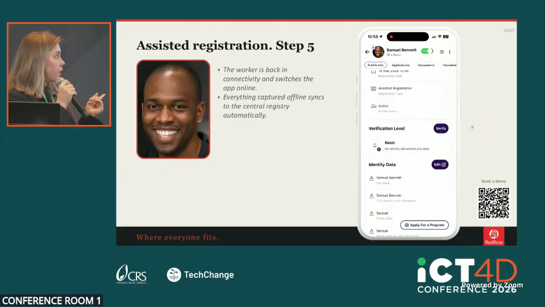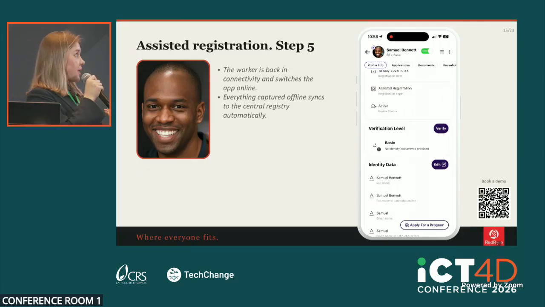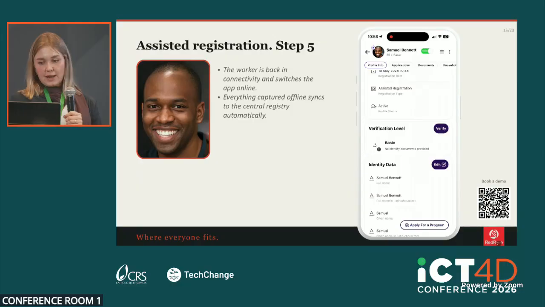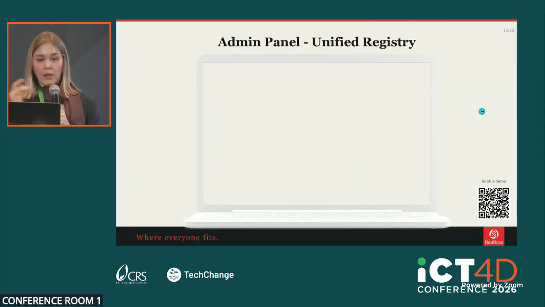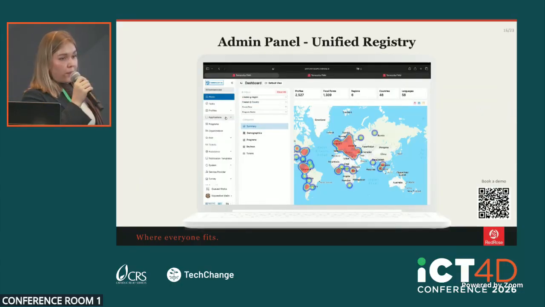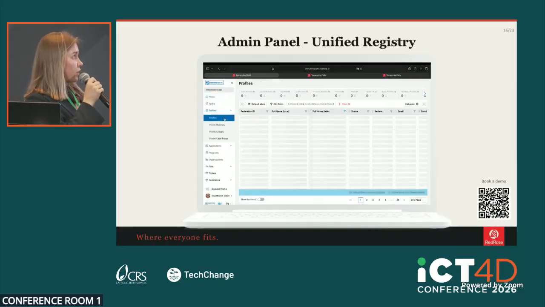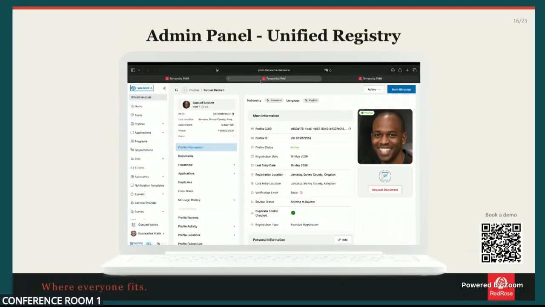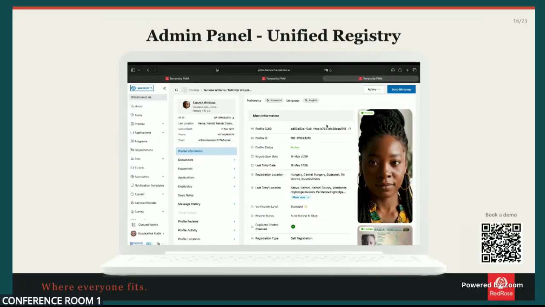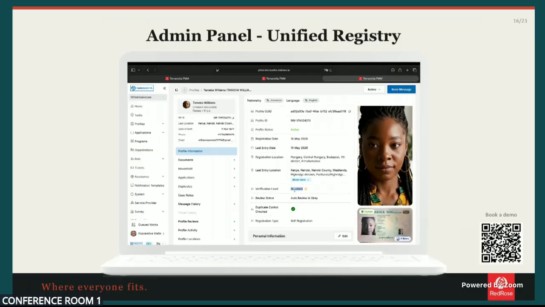Okay, now the worker is switching the connectivity back on. So now all of the data that has been captured offline is being synced automatically to the registry, right? So the village's connection is never actually a gating factor in this case. Now we are at the admin panel. This is the panel for the program managers, for the operators, right? And you see that both profiles, however differently they were registered, are both in the system. Mr. Bennett's has the basic verification level, duplicate control checked, and Ms. Williams has the standard verification level because she has provided an ID.